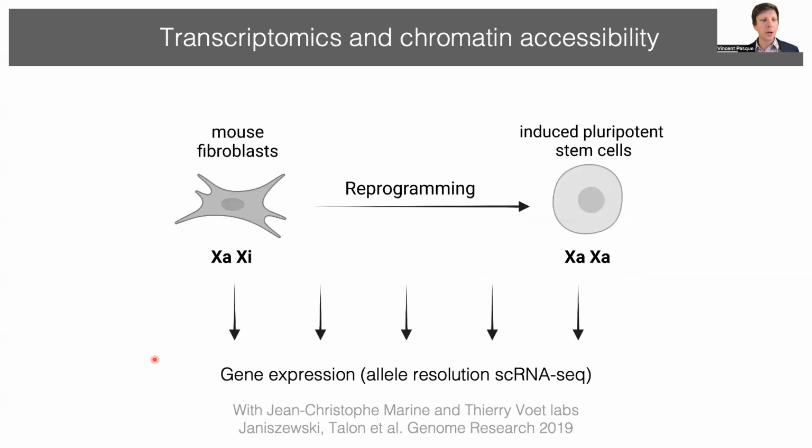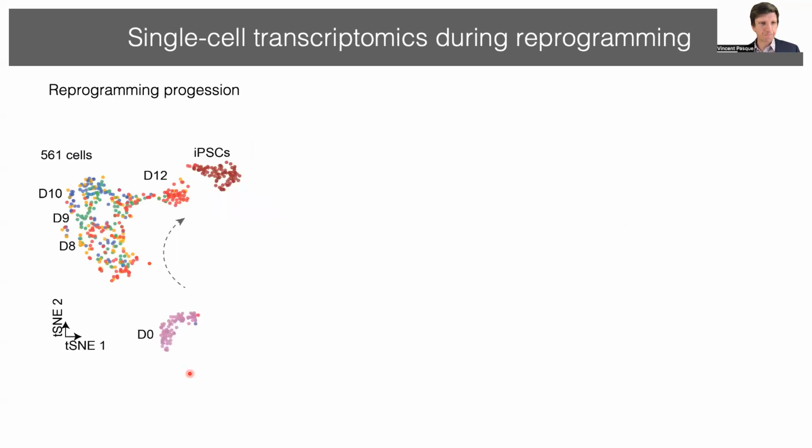So to address this question, we used transcriptomics, and we induced reprogramming of female fibroblasts with one active and one inactive X chromosome by transcription factor overexpression, and then isolated fibroblasts, iPS cells, and reprogramming intermediates, and then assessed gene expression using allele-resolution single-cell RNA-seq. And here we have a special way that can help us distinguish sequencing reads that come from either the maternal or paternal allele, so we can do allele-resolution analysis.